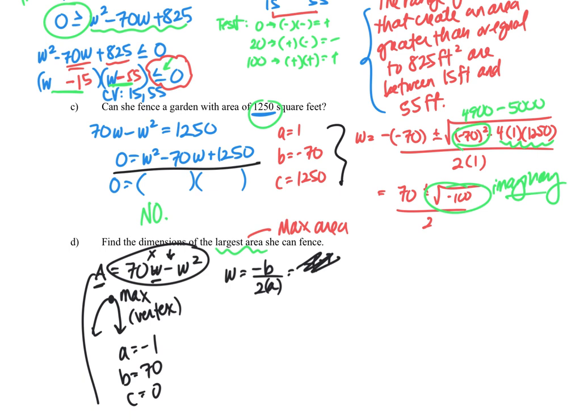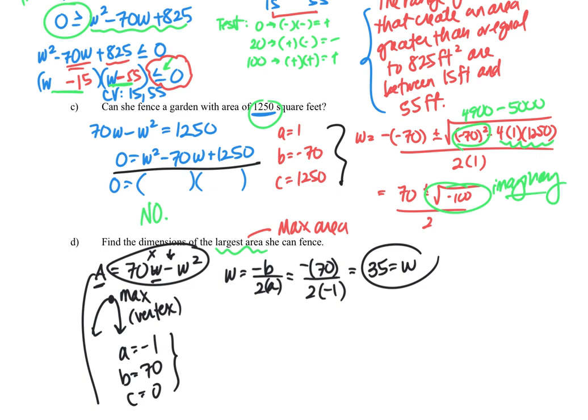Okay, so let me erase this little piece right here. Okay, so if I'm using these, -70 over 2 times -1. Well, that's going to give me a positive 35 is equal to my width. So to get my max area, my width is going to be 35 feet.